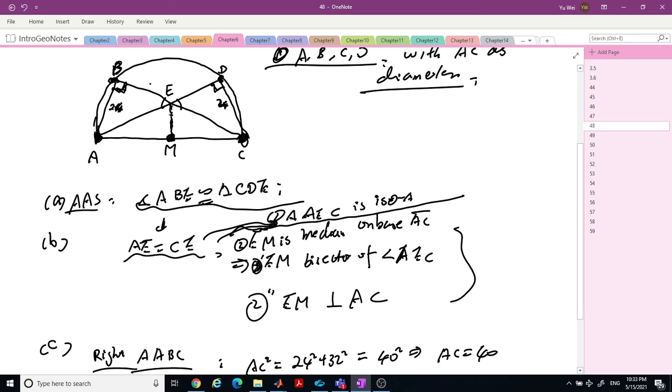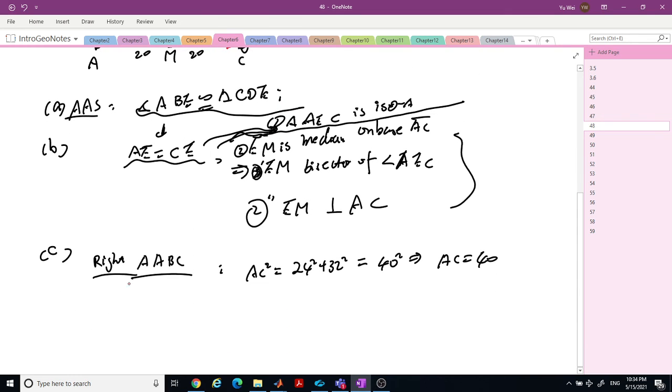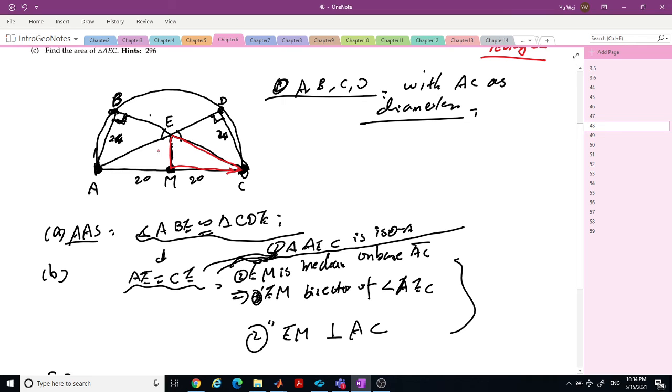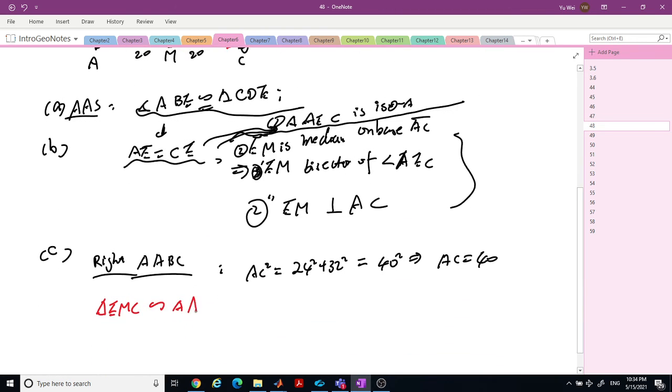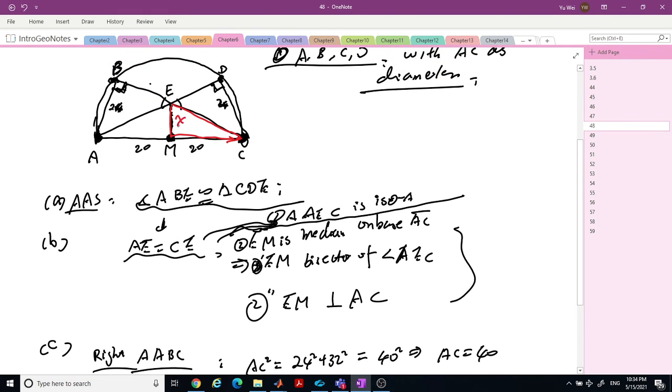Now we have AC is 40, so half of it is 20 and 20. You can see we have another similar triangle that helps us solve for EM. So triangle EMC is similar to triangle ABC. Let's assume EM is X.